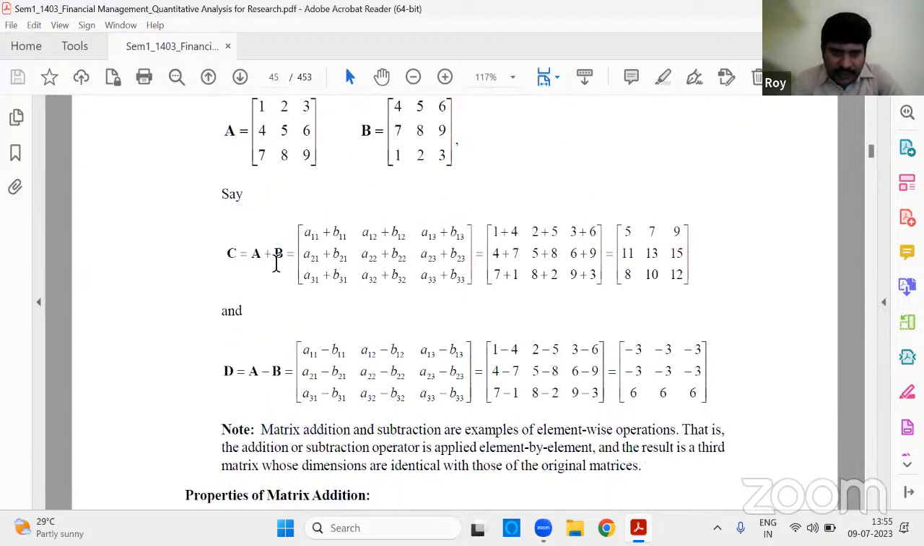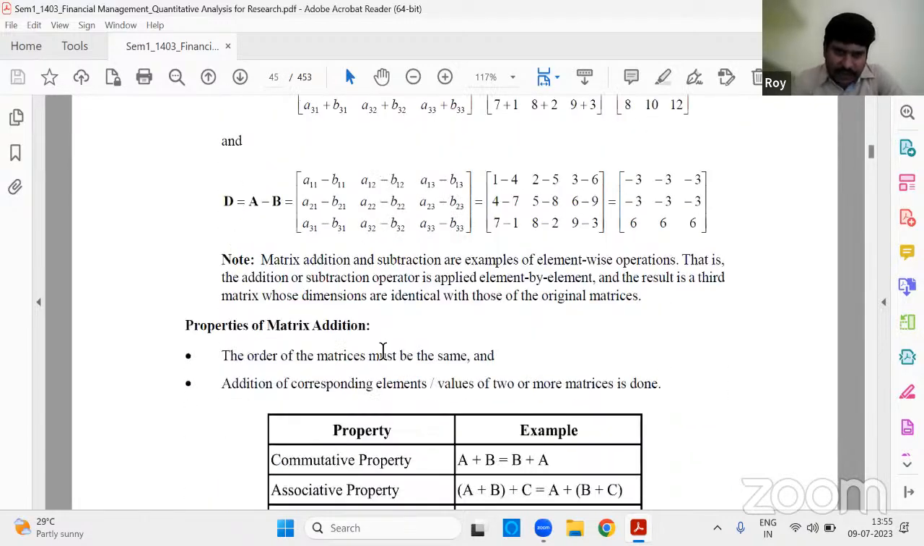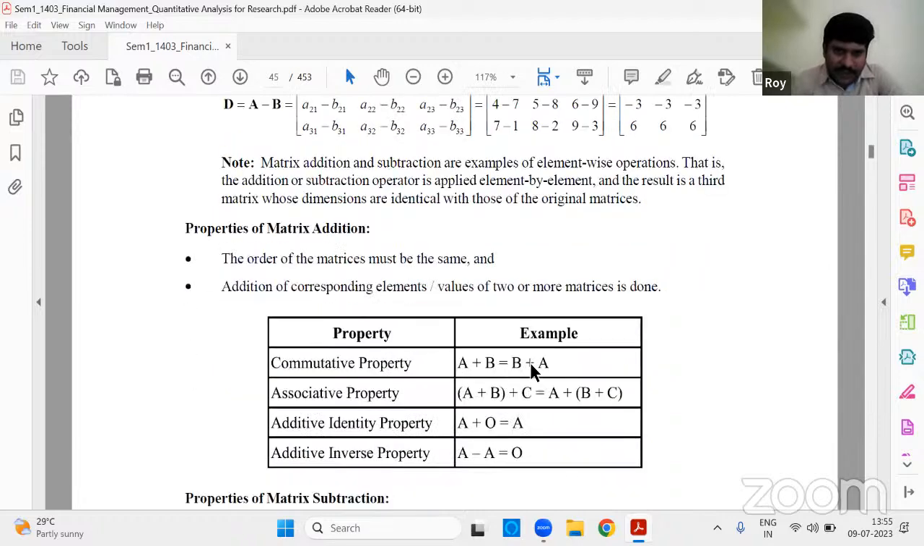Wherever the tough things are, I will slow down. See, C is equal to A plus B, D is equal to A minus B, you can do that. Properties of addition: A plus B is equal to B plus A, if both dimensions are same, you can do that. A plus B plus C is equal to A plus B plus C, when adding and subtracting. Both will happen when both the dimensions are same. If the dimensions are different, we can't do that.